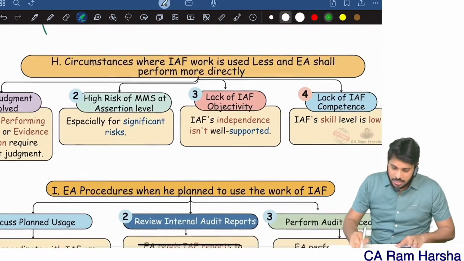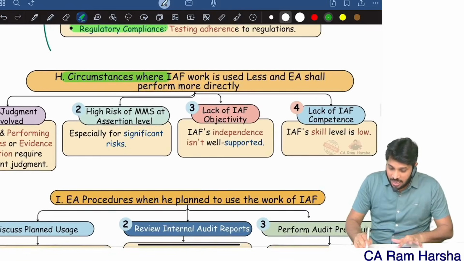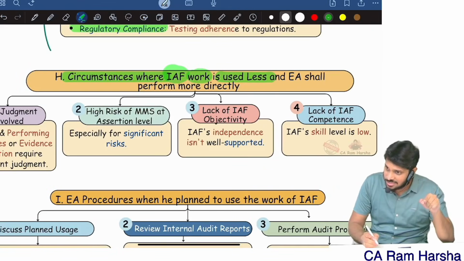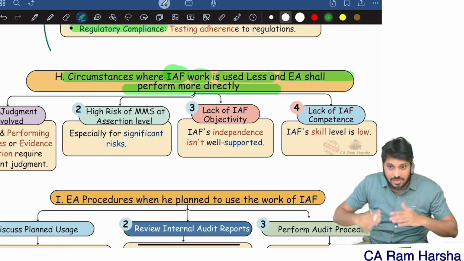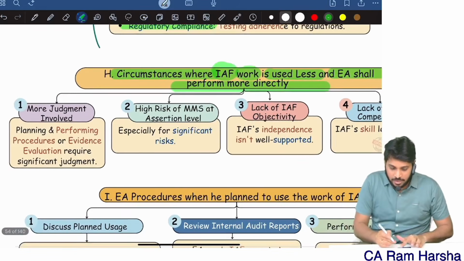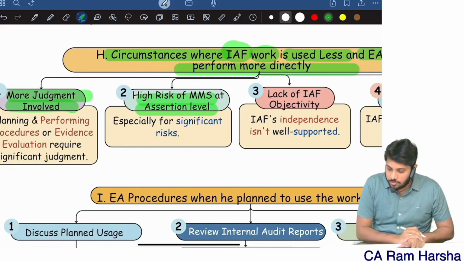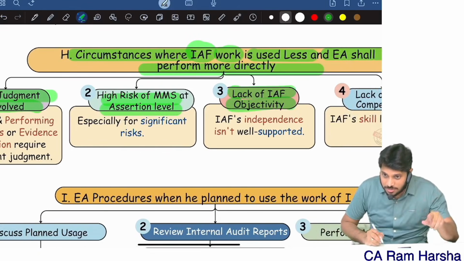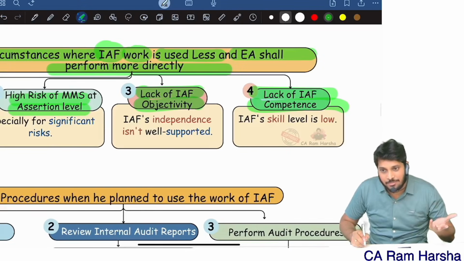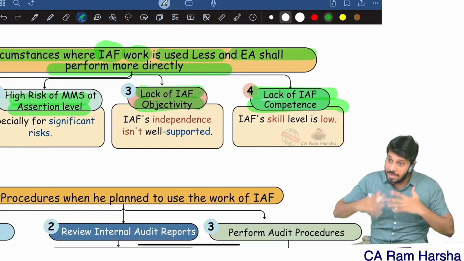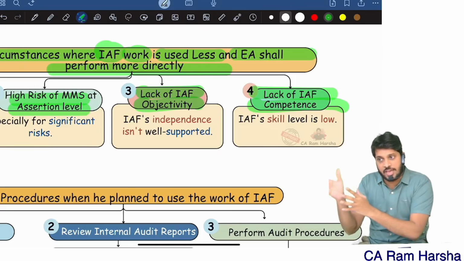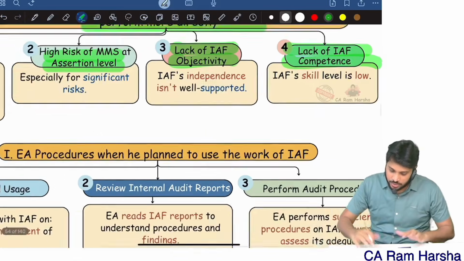Next, circumstances where internal audit function work is used less. The external auditor will perform the work directly when more judgment is involved, when high risk is involved, when the internal auditor lacks objectivity, and when the internal auditor lacks competence. In these 4 circumstances, we majorly perform the work directly and use their work less. An easy, straight question can come.